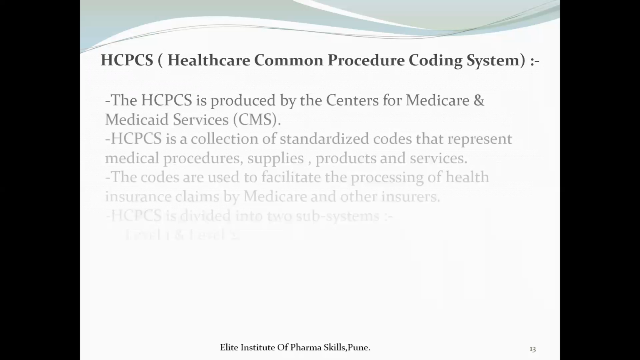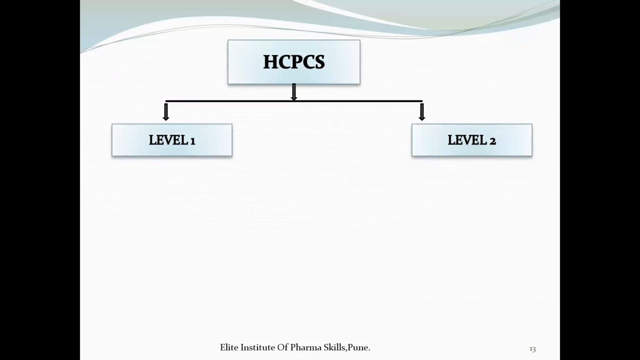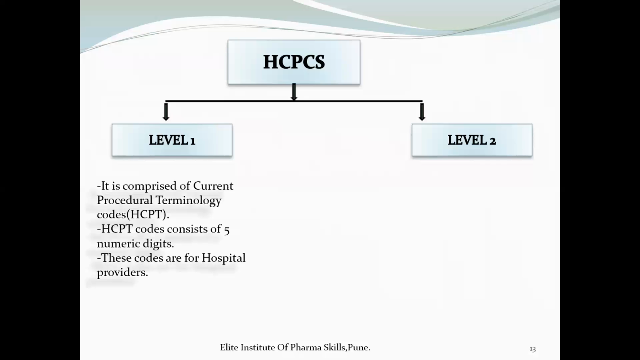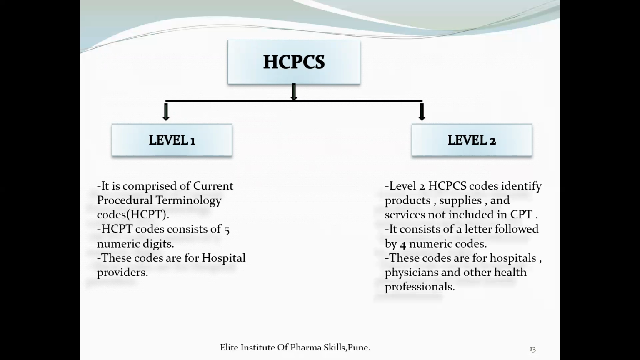The HCPCS is divided into two subsystems, that is, Level 1 and Level 2. The Level 1 is comprised of current procedural terminology codes, that is CPT. The CPT codes consist of 5 numeric digits. These codes are for hospital providers. Level 2 HCPCS codes identify products, supplies, and services not included in CPT. It consists of a letter followed by 4 numeric digits. These codes are for hospitals, physicians, and other health professionals.